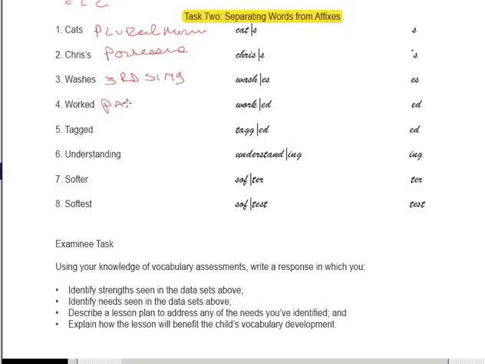And then we have tenses right here. We have the past tense, and then we have past tense again. And this would be considered the progressive tense. Softer, softest, both of these are adjectives. In this case we have a comparative adjective, and in this case we have a superlative adjective.